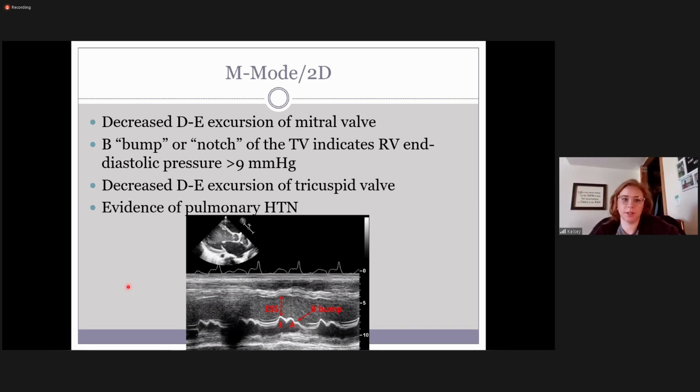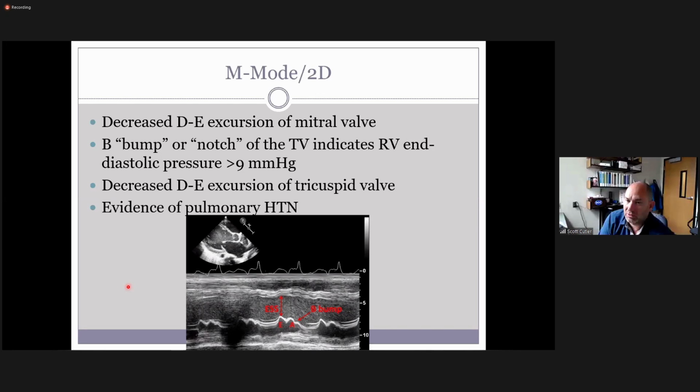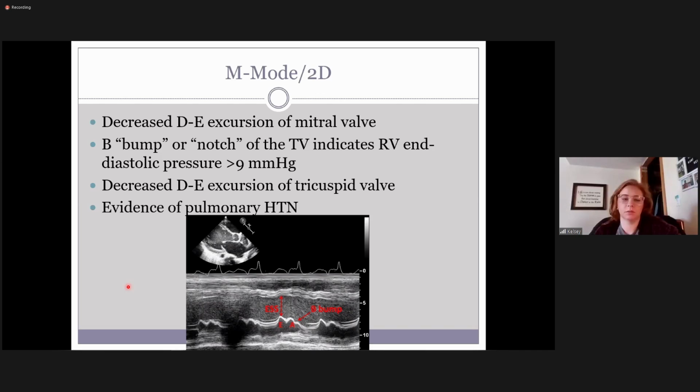Would it be acceleration time? Possibly. Let me rephrase that. What's the first spectral Doppler you do on your echo? Tricuspid.